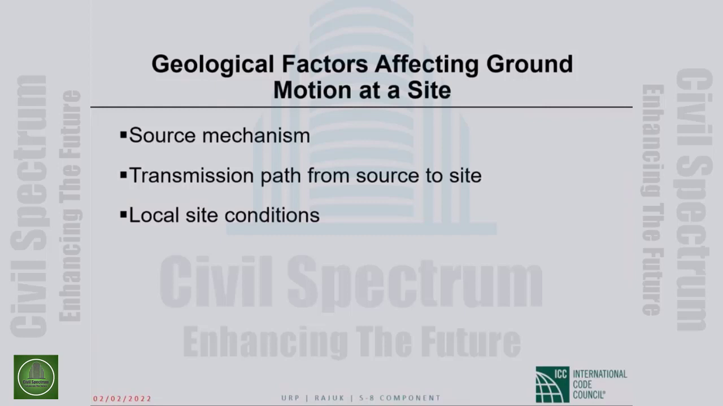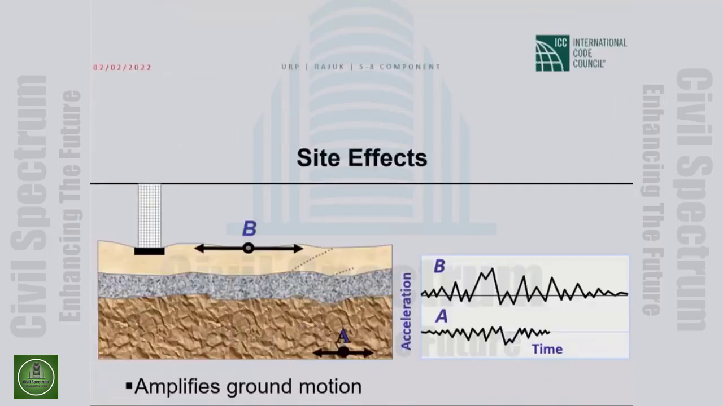So, geological factors affecting ground motion at a site. I have already indicated the first is the source mechanism. That's the best way to put it. Not just energy released, but as I mentioned, how deep the focus is, what is the size of fault rupture, what kind of rupture, how quickly it happened, all of those things. Source mechanism, all those things determine the ground motion affecting a particular site. Then the transmission path from source to site, I have talked about it, and local site conditions.